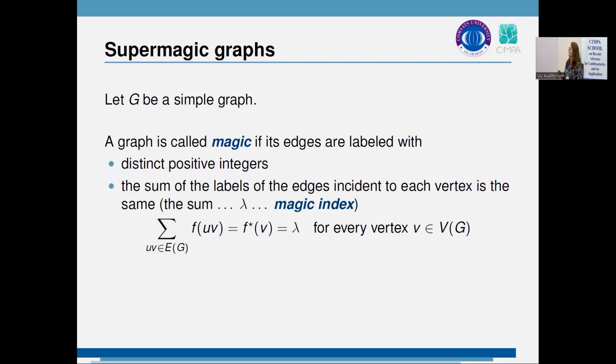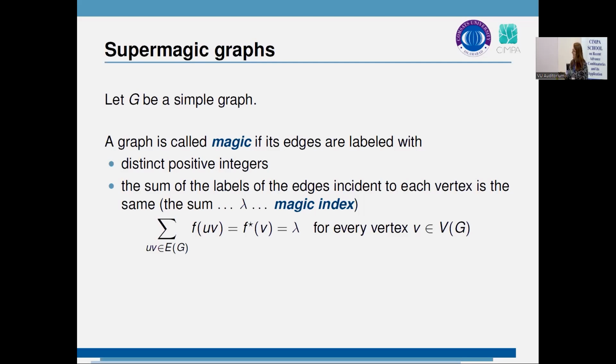...are assigned to the edges of the graph. And what we require is that the sum of labels of edges incident to each vertex is the same. For every vertex, the sum is the same. This constant sum is called the magic index of this labeling. And here we have a labeling f. So here is the formal way how we can write the magic index.